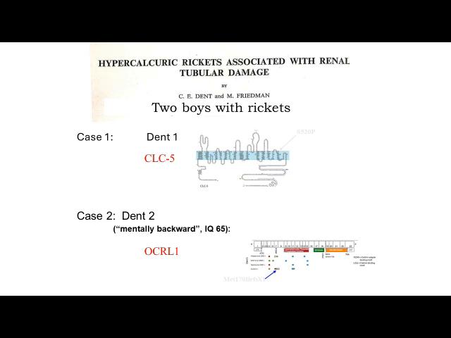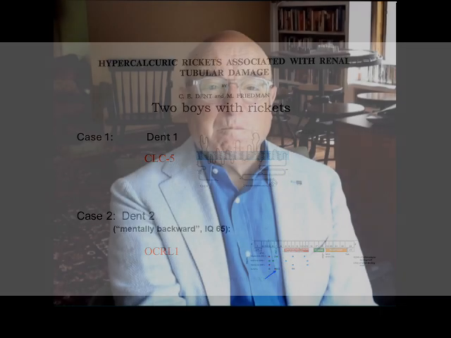And Oliver Wrong, over the years, kept saying that case 2, who did not have mutation in CLC5, had something funny going on because he was mentally backward. He was not severely disabled mentally, as many patients with Lowe syndrome are, but he did have an IQ of only 65. And Oliver made a point of this, and he was absolutely right, since we now know that mental developmental delay probably was a partial phenotype from OCRL1.